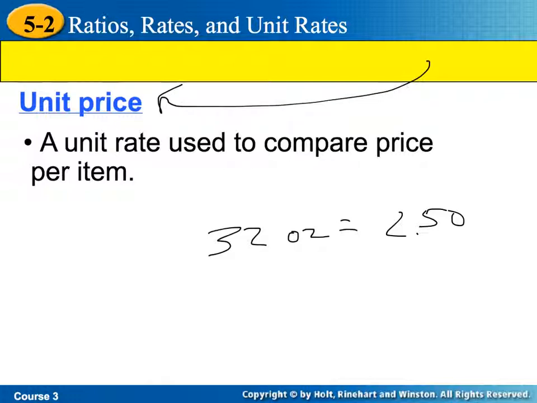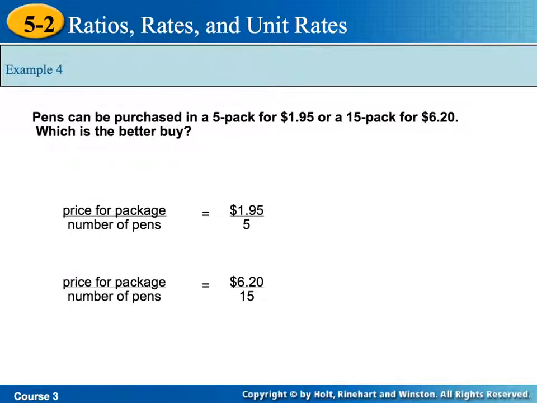Your unit price is the same thing as your unit rate. Again, it's the price per item. So it's your dollar over the item, something like ounces, bottles, and so forth. Dollar per ounce. So you just divide those two. If I look at this, I already set this up. It says pens can be purchased in a 5-pack for $1.95 or a 15-pack for $6.20. Which is the better buy?